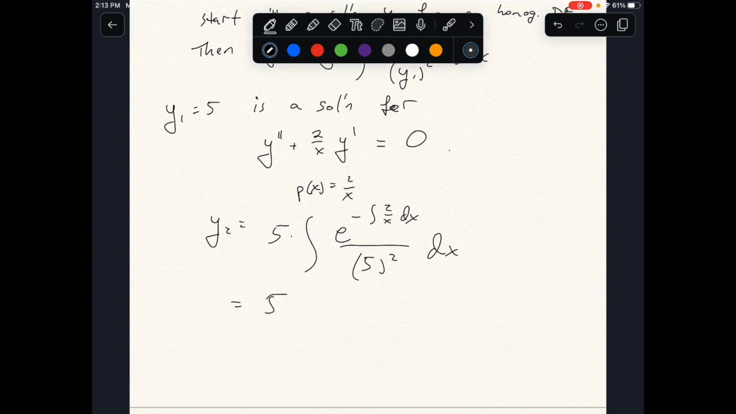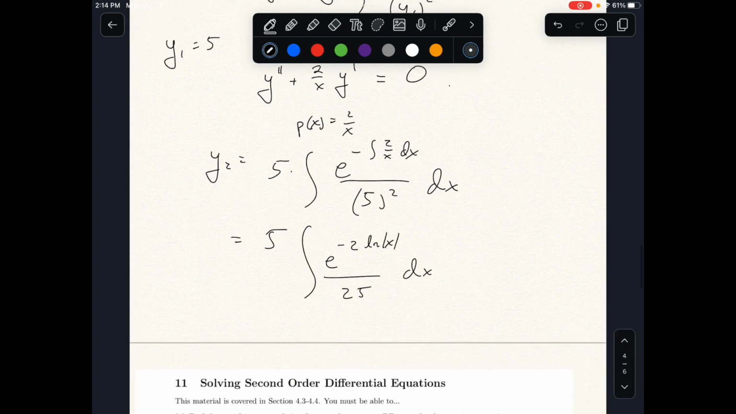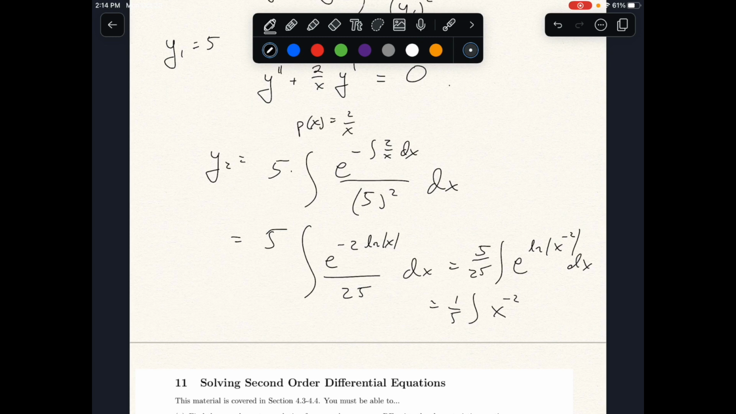So you want to integrate this 2 over x thing first. So this is e to the negative 2 ln of x, over 25. You could bring out that 25, so 5 over 25. And this is e to the ln of x to the negative 2. So that's 1 over 5 times, e to the ln of something is just x to the negative 2. You could drop the absolute values because that exponent is even, which makes it positive.